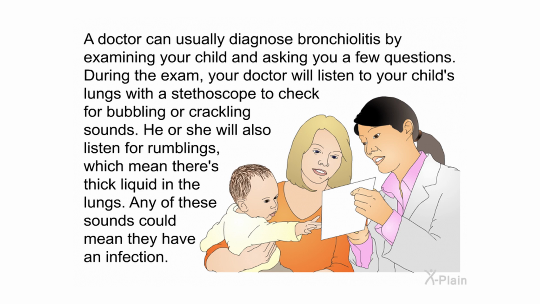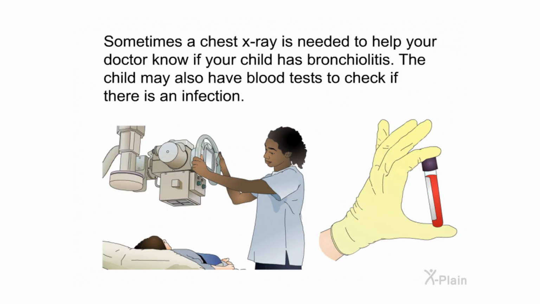A doctor can usually diagnose bronchiolitis by examining your child and asking you a few questions. During the exam, your doctor will listen to your child's lungs with a stethoscope to check for bubbling or crackling sounds. He or she will also listen for rumblings, which mean there's thick liquid in the lungs. Any of these sounds could mean they have an infection. Sometimes a chest X-ray is needed to help your doctor know if your child has bronchiolitis. The child may also have blood tests to check if there is an infection.